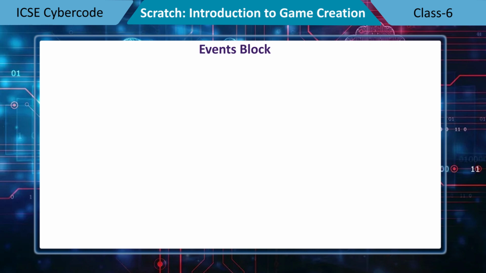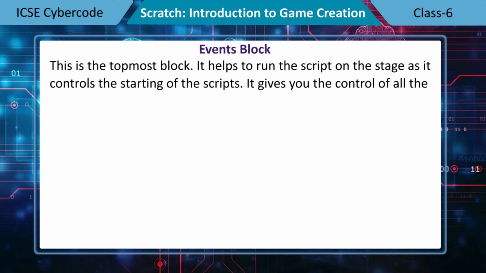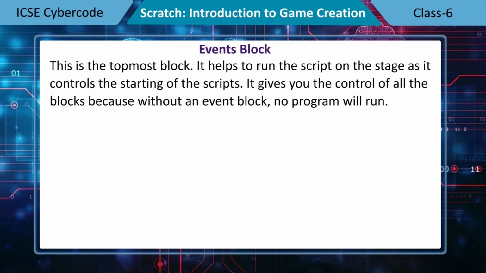Events block. This is the topmost block. It helps to run the script on the stage as it controls the starting of the scripts. It gives you the control of all the blocks because without an event block, no program will run.